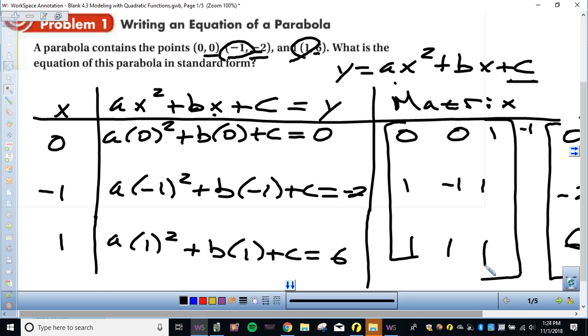I've got 2 calculators up here to borrow if you need.